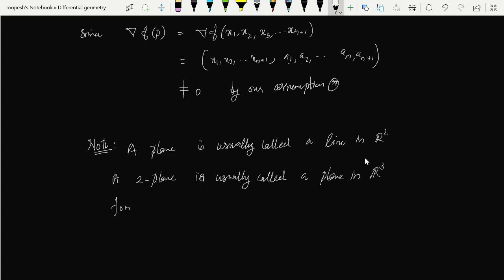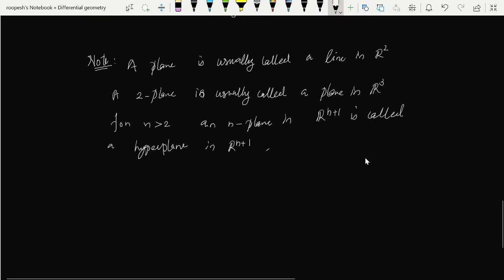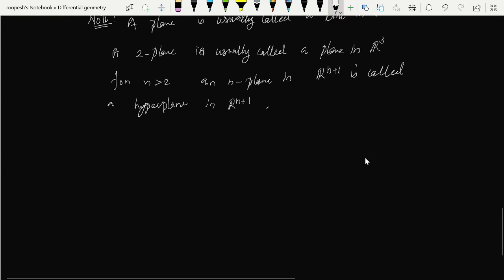For n greater than 2, an n-plane in R^{n+1}, this we have already seen, is called a hyperplane, right? Called a hyperplane in R^{n+1}. Since we have seen this in surfaces, we have the same terminology when it is a plane also. Next we have a few more examples.